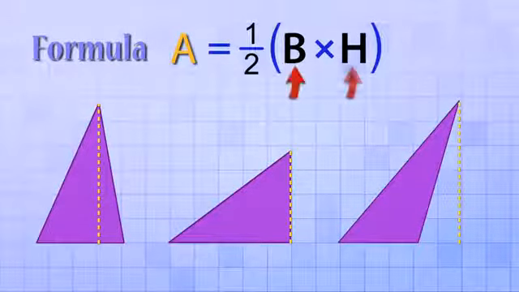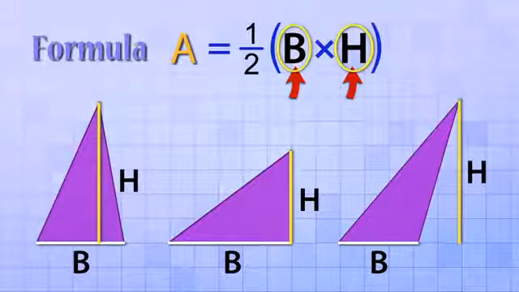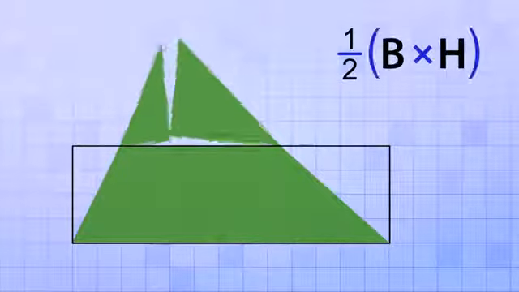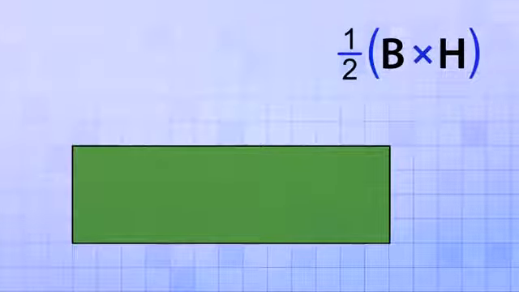So if we know these two measurements, base and height, we can just plug them into our formula to calculate the area. At first, you might not see how the same formula could work for all three types of triangles, but watch this. Here's an acute triangle, and this box is 1/2 its base times its height. If we cut our triangle up, you can see that it fits perfectly inside that area.